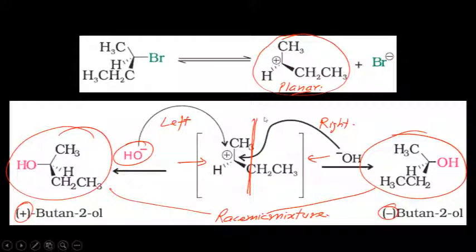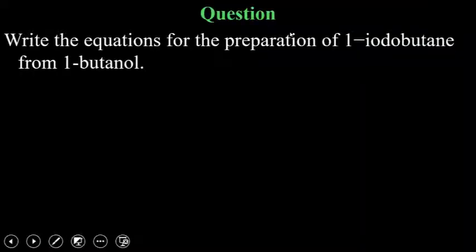So racemization is specifically related to SN1 reaction. So when SN1 reaction happens, it leads to racemic mixture, means the compound may not be optically active. Yes, Ahan, correct. Now the question, write the equations for the preparation of one iodobutane from one butanol.